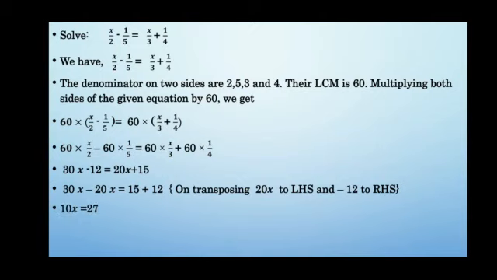Then we have 10x = 27. Again, we have to remove 10 from the left hand side. So, simply divide by 10 on both sides. Then we have x = 27/10. Hence, x = 27/10 is the solution of the given equation.